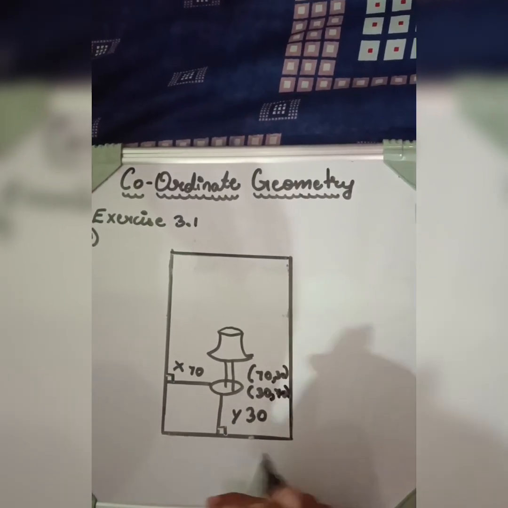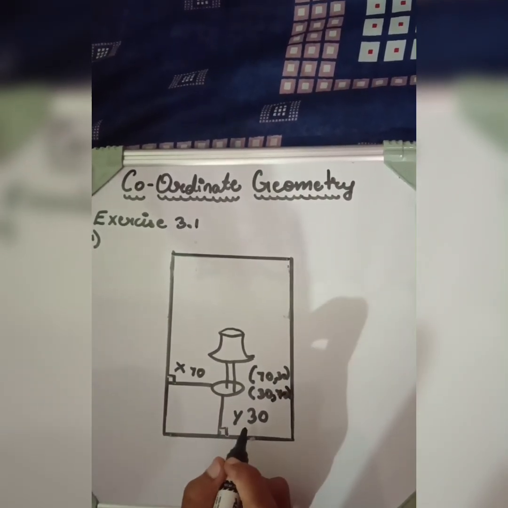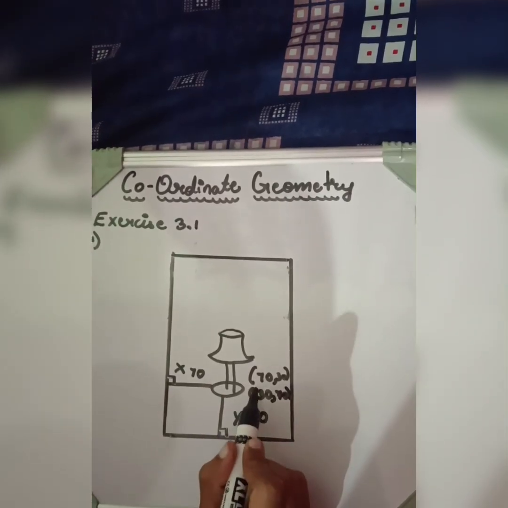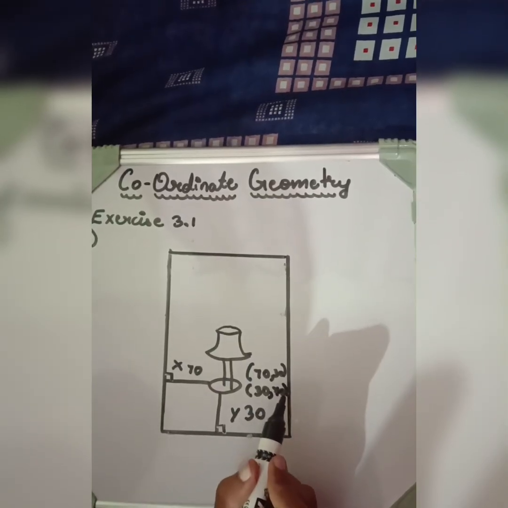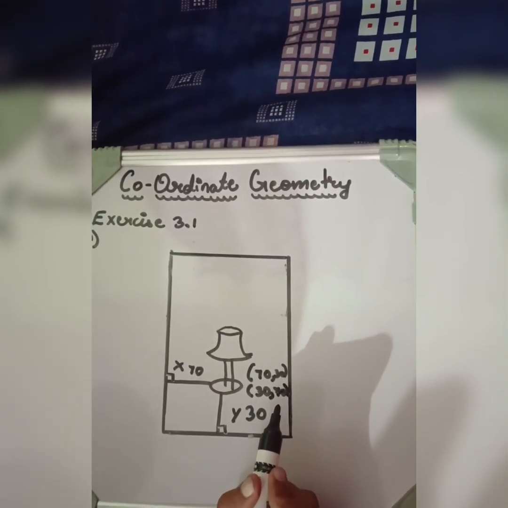So we can explain to the other person that our lamp is kept on the plane at a distance of 70 comma 30 or 30 comma 70. And also we can write any of the measures as per convenience and the place where the table is situated.